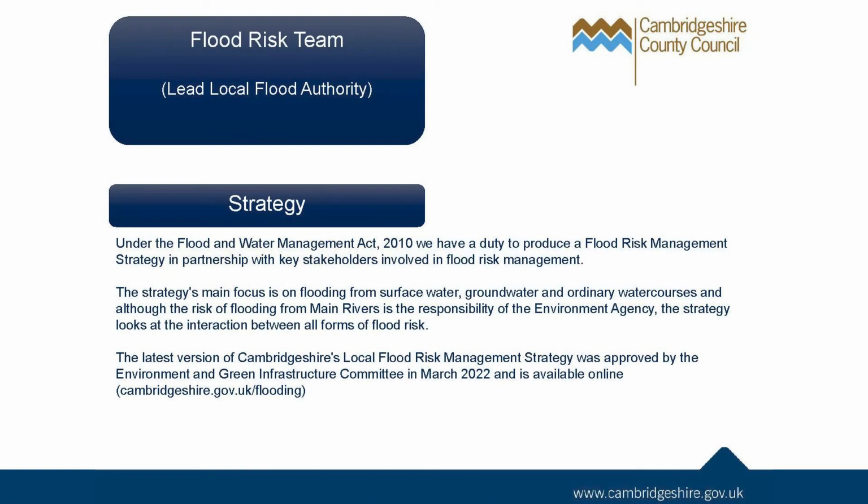We have a strategy section. Under the Flood and Water Management Act, we have to produce a flood risk management strategy. That's done in partnership with key stakeholders. The main focus is on surface water, groundwater and ordinary watercourses because that's what we're responsible for taking the lead on. But we do consider main rivers because the way that they interact with surface water, groundwater and ordinary watercourses has to be taken into account to understand the full picture.